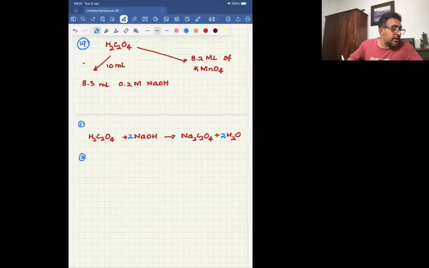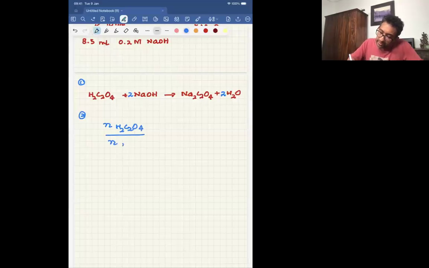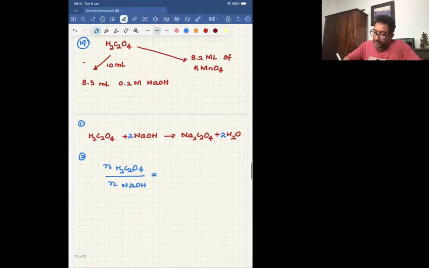Second part. Calculate the moles of oxalic acid in the solution and the molarity of the ethanoic acid solution. So number of moles of oxalic acid to number of moles of sodium hydroxide. What is the stoichiometry? Oxalic acid is 1, sodium hydroxide is 2. Oxalic acid concentration, C, what is the volume? 10 milliliters. Sodium hydroxide concentration is 0.2 moles per cubic decimeter. What is the volume? 8.5 milliliters.